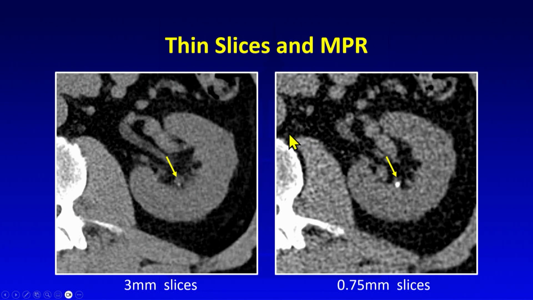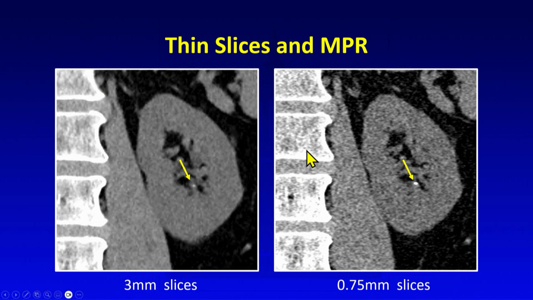When we look at stones, it seems like such a basic thing, but I think there are still some pearls in the evaluation of stone disease. So here I'm showing the same case, but on 3 millimeter and 0.75 millimeter slices. With these small stones, with the 3 millimeter thick slices, you can easily walk by it. It's a very small little speck in the kidney. But the same stone on the 0.75 slices, because you're getting rid of a lot of the volume averaging effect, looks much more obvious. So you're much less likely to miss the stones if you double check on the thin slices.